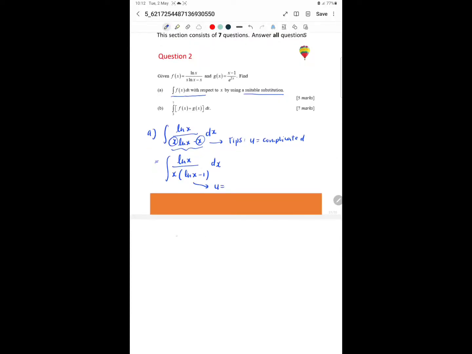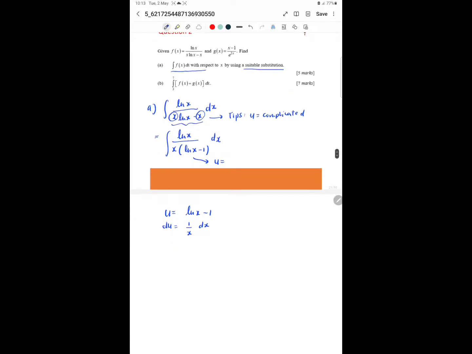So u equals to ln x minus 1. So differentiate u with respect to x. So you'll get 1 over x, differentiate 1, habis dah. So dx pindah siap-siap ke sebelah sana. Alright, now we have to substitute. Right, to substitute back ln x over x. So since this one is dx over x, so here is dx over x, so that will be du.